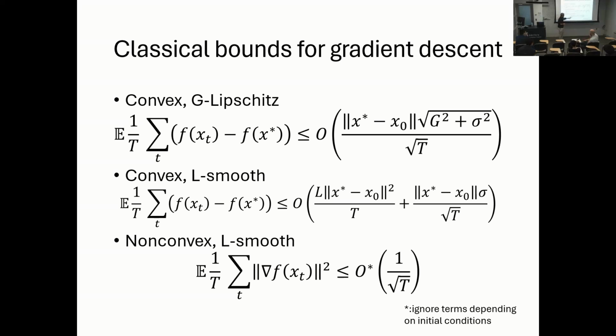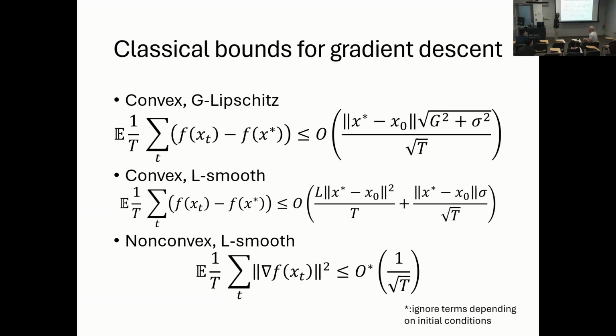So here I'm writing it in terms of the square. The square of the gradient is 1 over root t, but if you look at the gradient length, it should be 1 over t to the 1/4. So it is a worse rate than the convex case. In the convex case, we get 1 over root t, or we get 1 over t. For the non-convex case, finding an approximate stationary point is 1 over t to the 1/4, which is quite a bit slower.